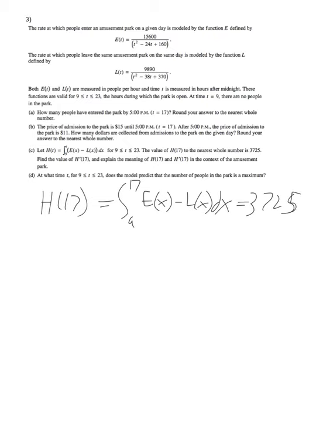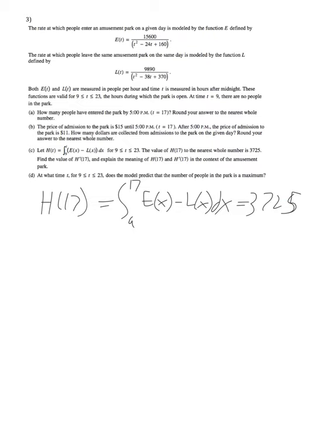Think about what each of these things are. E of x is the rate at which people enter. L of x is the rate at which people leave. The difference between those two would be the overall rate of change of the number of people in the park. So what this 3,725 should represent is the net change in the number of people in the park from time t equals 9 to time t equals 17. But we also know that there was no one in the park at time t equals 9. So this net change is actually how many people are in the park.